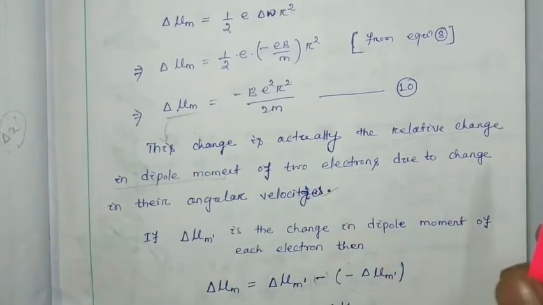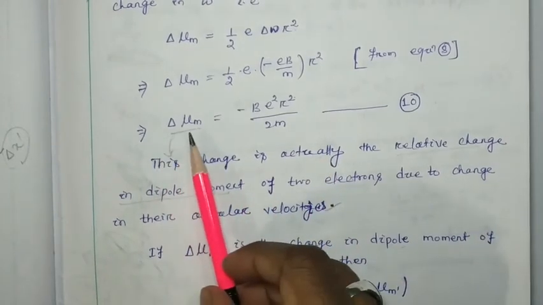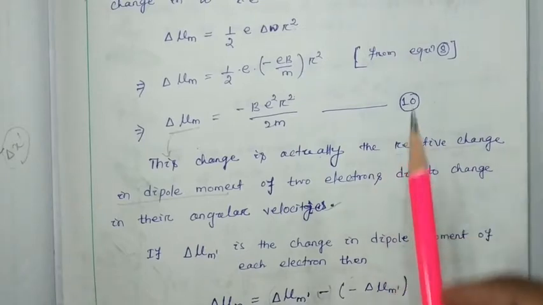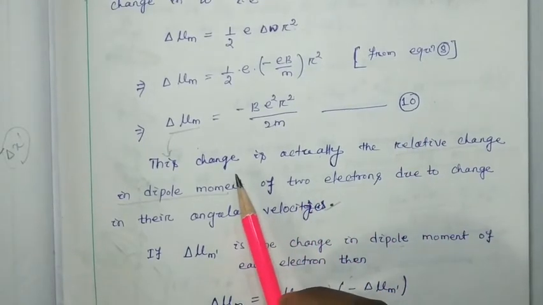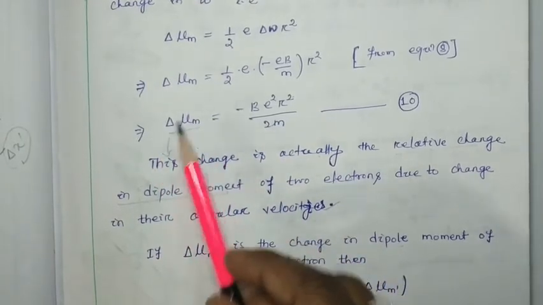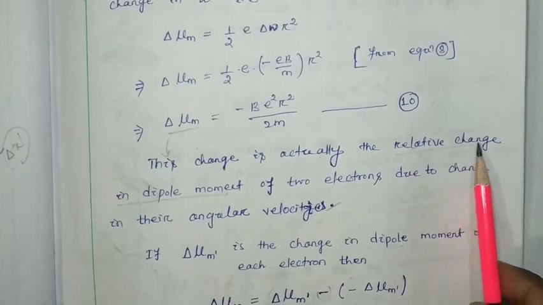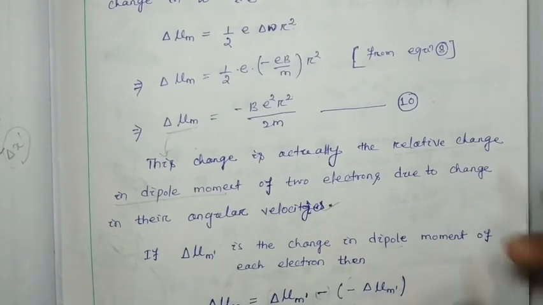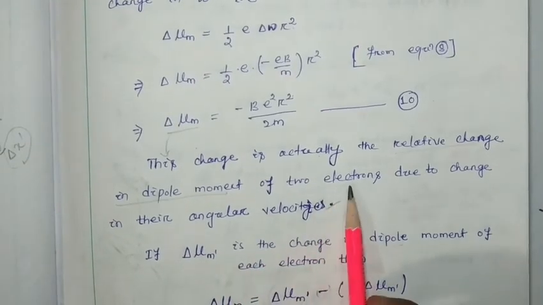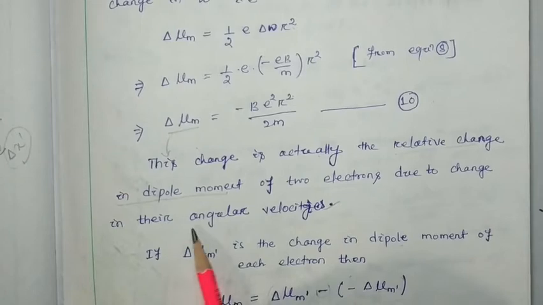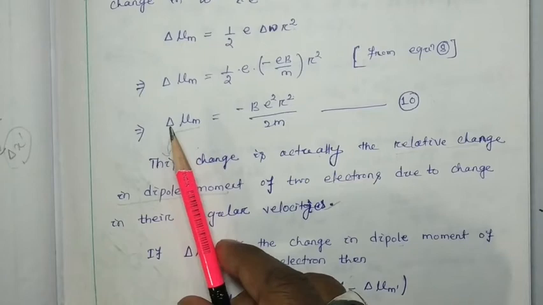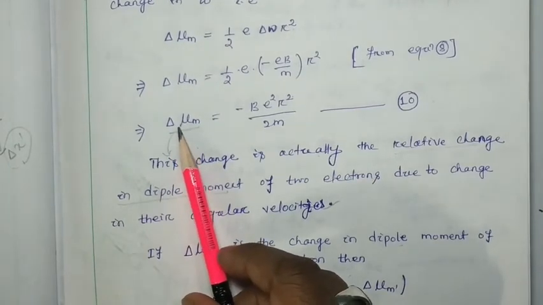So we found that del mu m is equal to minus b e square r square by 2m, which is equation number 10. This change of magnetic moment is the relative change in dipole moment of two electrons due to change in their angular velocities. So this is the relative change from one electron to another.